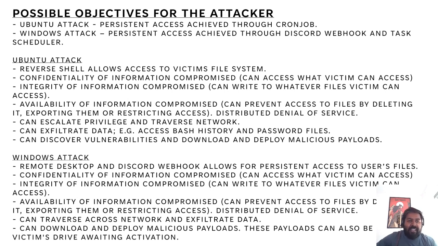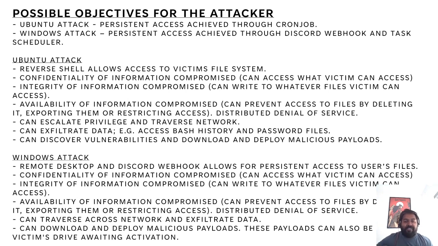Possible objectives for the attacker: both achieve persistent access. For the Ubuntu attack, persistent access is achieved through a cron job, and the same for Windows, but through a Discord webhook and Task Scheduler combination. For the Ubuntu attack, it's basically a reverse shell that allows persistent access to the victim's file system. The confidentiality of the information within the file system is compromised because I can access whatever the victim can access, and so the integrity is also compromised because I could also write and amend. Availability is compromised as well because I have the same access as the victim and could deny service, so it could be considered a denial of service attack.